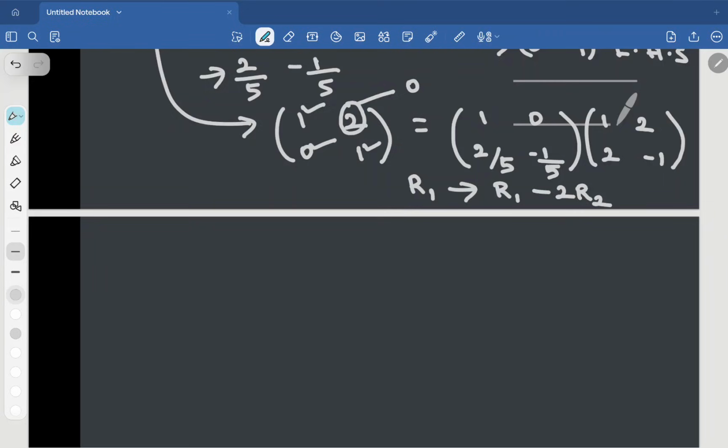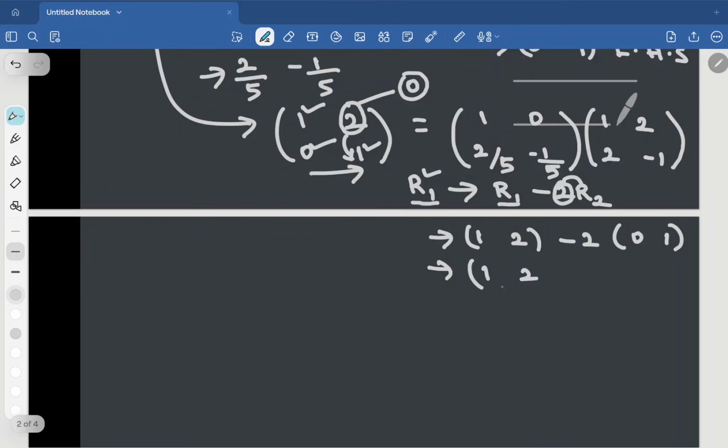minus 2R2. See, this 2 is in the first row. Here 1 is below 2. So our elementary operation for row 1, because we have to change this into 0: convert row 1, that is row 1 minus, I am going to use this 1, multiplied with 2, that 1 is in the second row. R1 minus 2 times R2. What is R1? 1, 2 minus 2 times R2, 0, 1. 1 minus 0 is 1, 2 minus 2 is 0.